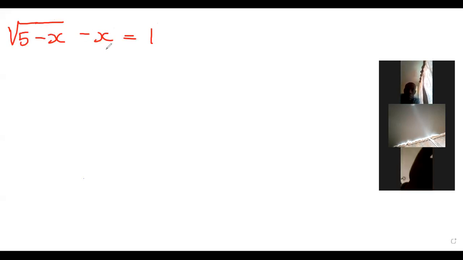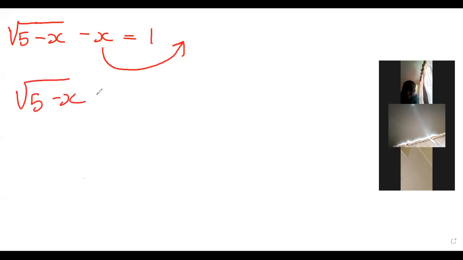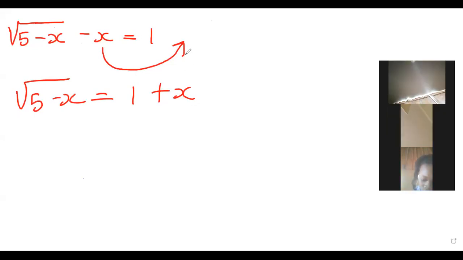All right, so what's the first thing to do? Move this to the right. That means separate with the root. So the first thing is to separate with the root. So what am I having? 5 minus x is equal to 1 plus x, okay?